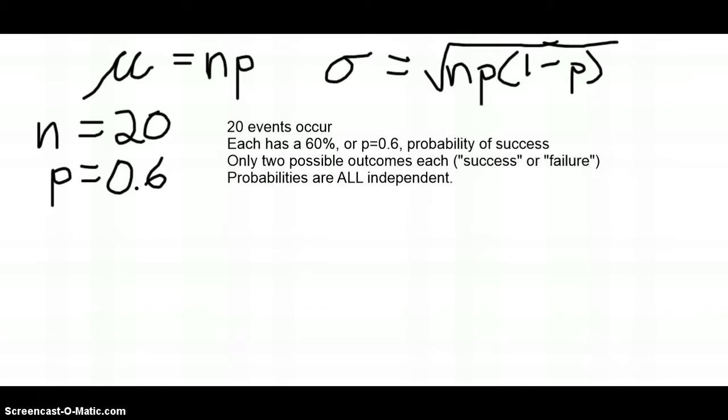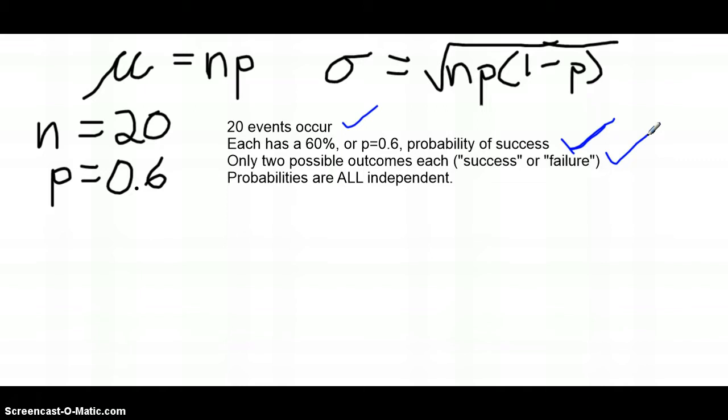So I'm going to have 20 events. We had 4 events occurring before, the 4 smoke detectors. And I'm going to say each of these events has a 0.6 probability of success. And again, there are only 2 possibilities, success or failure. Now, what does success mean and what does failure mean? Success doesn't always mean something good, and failure doesn't always mean something bad. Success is just, what are we looking for?